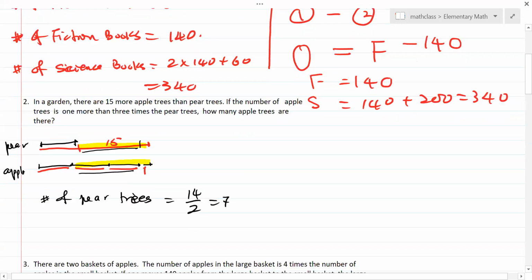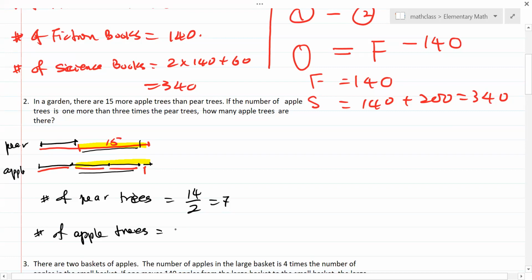Once you get the number of pear trees, you can get the number of apple trees. The number of apple trees is going to be 3 times the number of pear trees plus 1. So it's 22. Now I want to show you how to solve the problem using an equation.